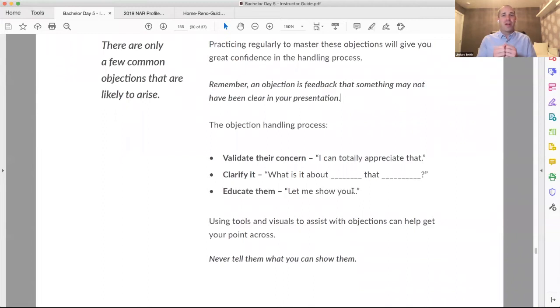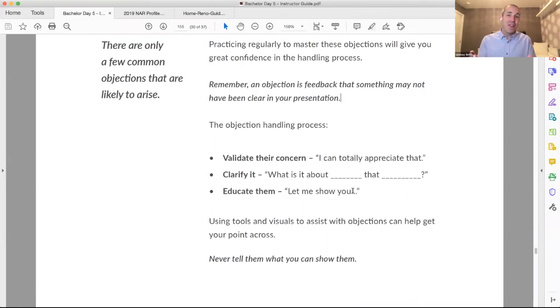Someone asks you an objection. Hey, can you do the listing for a lot shorter? Hey, I can totally appreciate why you believe that. What's important to you about having a shorter listing contract? We're clarifying it. We let them talk, we let them listen, and then we educate them. Okay, let me show you a few things. Let me share some information for you. So those are the three steps: validate their concern, clarify it, and then educate them.